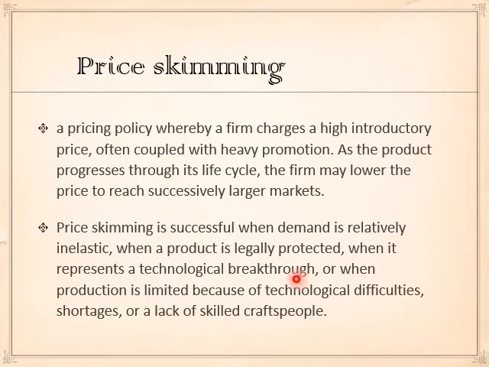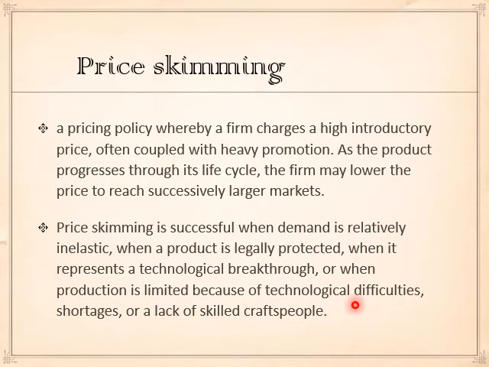Just like the Samsung Flip, for example. You know the Samsung Flip, right, the new Samsung. It's actually a technological breakthrough. So whatever price that Samsung put, I think it's about 5,000 something if I'm not mistaken, the price is very expensive compared to other Samsung series. Yet people are willing to purchase that particular technological breakthrough kind of phone. Or when the production is limited because of some technological difficulties.